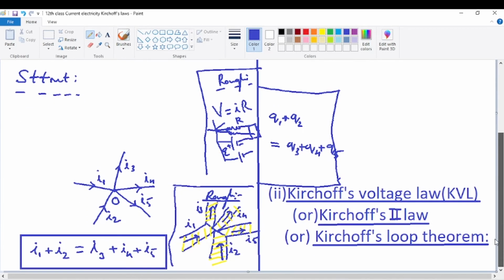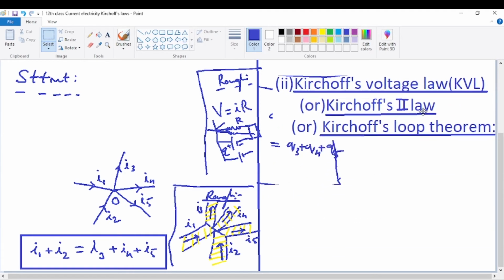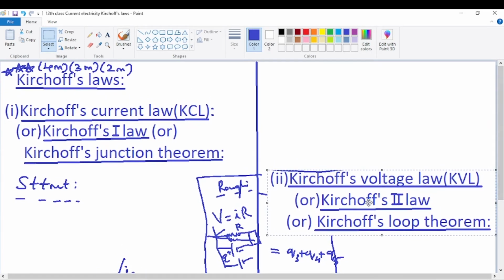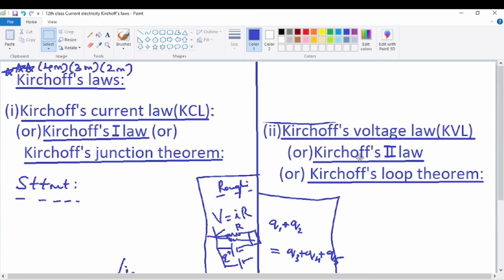So now coming to the second law. The second law statement, I'll just carry it upwards. Just a moment please, I'm just carrying it a little upwards.